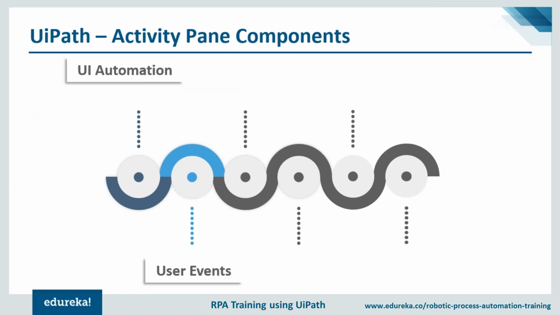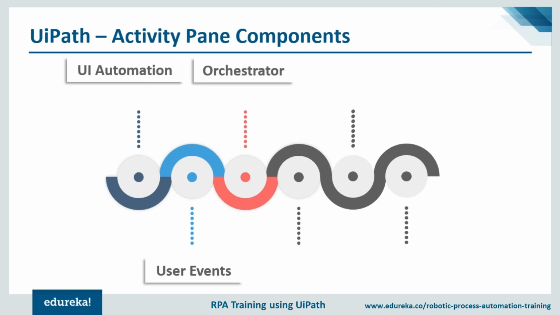Then comes the user events. So user events would basically include triggers that you would require whenever you're working in a program. For example, whenever you press Ctrl X, it cuts the selected portion of a program. So all these are basically user events that you can define under these triggers.